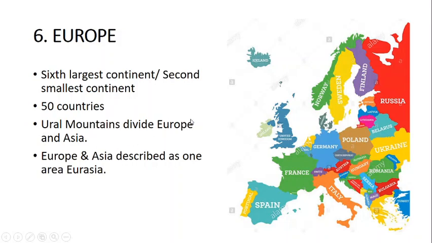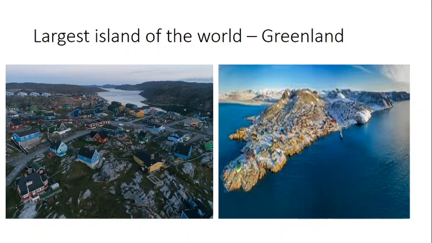Okay, in between these two there is a mountain range, the Ural mountains, which divides both of these continents, and sometimes both of these continents are studied together. Asia and Europe are studied together, and these both are combinedly called one area called Eurasia. Eurasia is a combined name for Europe and Asia because sometimes they are described as one area while studying.